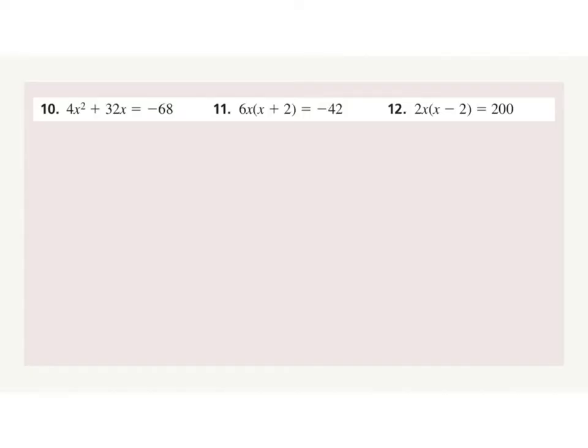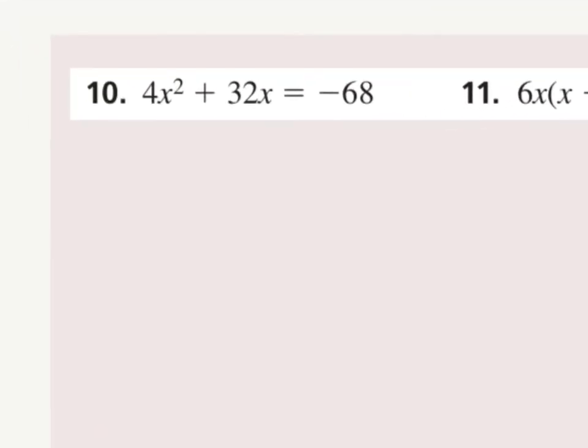All right, we have 3 more examples just like that, where we start off with numbers that are not 1. So first, a is 4. We want to see if 4 is divisible into all of our other numbers. We can divide 4 by 4, 32 by 4, and 68 by 4. So I'm going to divide everything by 4. So now I have x squared plus 8x is equal to negative 17.